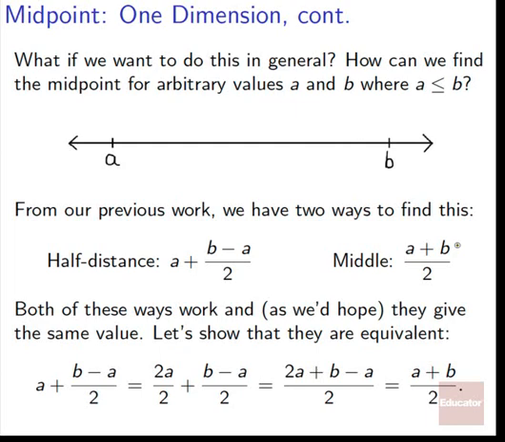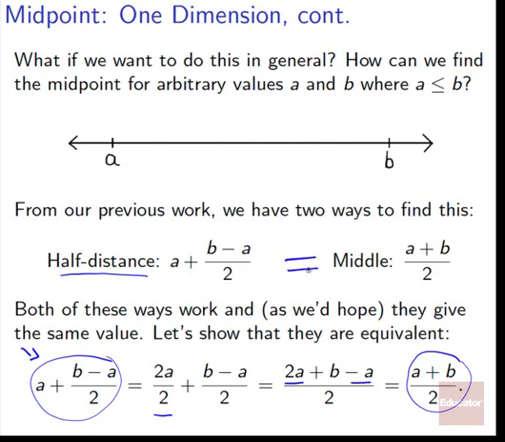Now, from what we saw before, we saw both of these ways work, as we'd hope. They give the same value, right? We can go with either A plus (B minus A) over 2, or (A plus B) over 2. They both do the same thing. Let's prove that they're actually equivalent, right? If we start off with our half distance formula right here, then we've got A plus (B minus A) over 2. Well, let's try to put them on the same fraction. So we make it 2A over 2. We can now combine fractions, so we get (2A plus B minus A) over 2. At this point, 2A minus A, we get (A plus B) over 2. So sure enough, our half distance is equal to our middle.